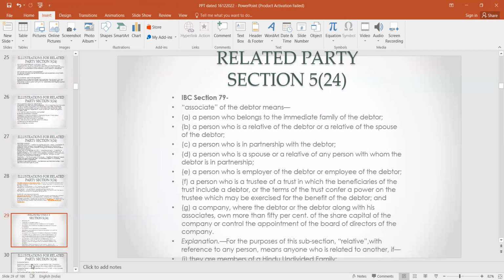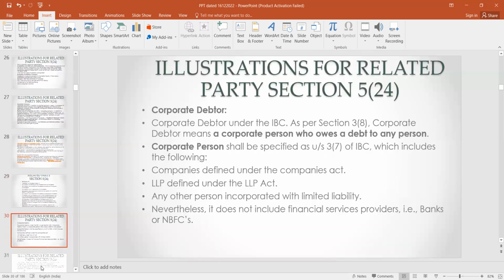Along with this, for the definition of relative, you have to see the definition given in section 79, because IBC applies not only to corporates but also to individuals and partnership firms. For individuals and partnership firms, we have to see the definition of associate, which is similar to a relative. An associate of the debtor means a person who belongs to the immediate family of the debtor, a relative of the debtor or of the spouse of the individual, a person in partnership with the debtor, a spouse or relative of any person with whom the debtor is in partnership, an employer or employee of the debtor, a trustee, or a company where the holding is more than 50%. For relative, you again have to go to the definitions of 524A and 524.